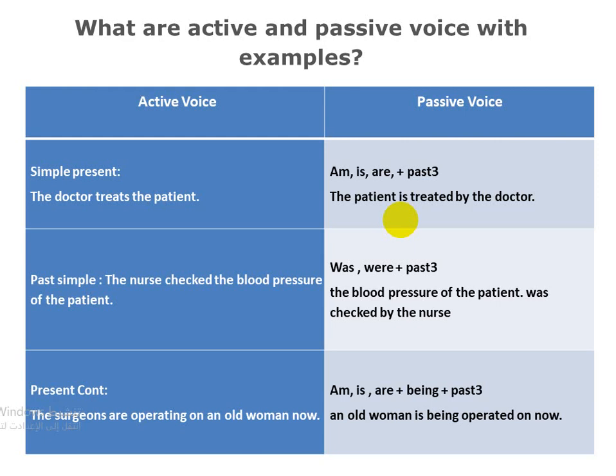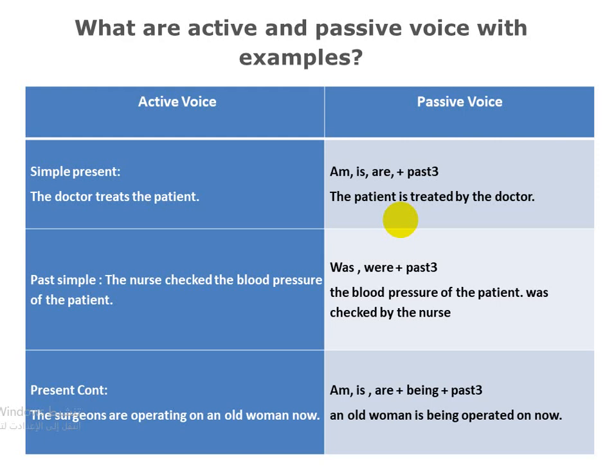So in the passive voice, we must follow the rule. What does it mean? We must follow the rule. Now look at the past simple. The past simple takes the second verb, yes, the second form of the verb.